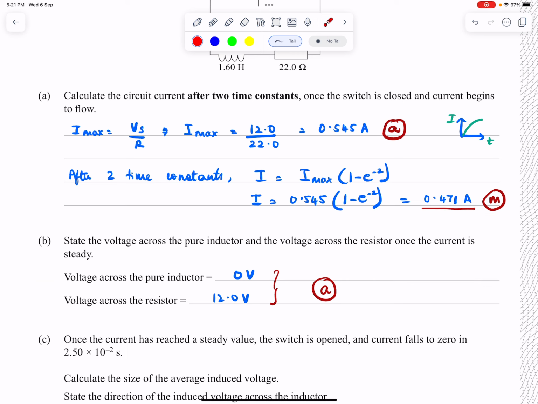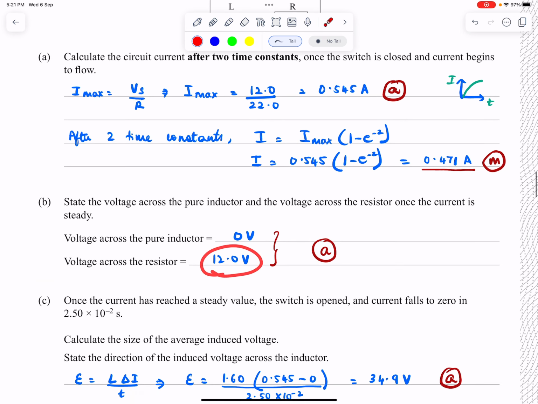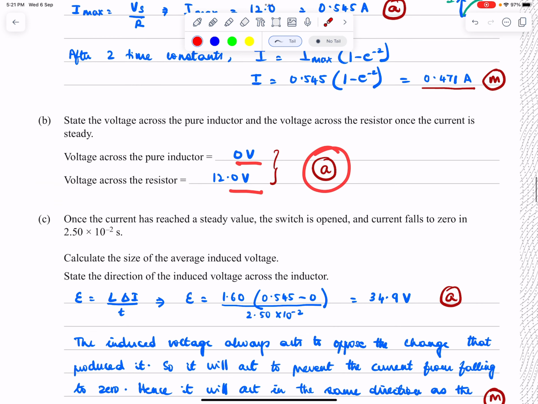What's the voltage across the inductor and the resistor once the current is steady? Once the current is steady, the voltage across the inductor is 0 because the current is not changing, and the voltage across the resistor will be the same as your supply voltage, which is 12 volts. You needed both of these correct to get you achieved.